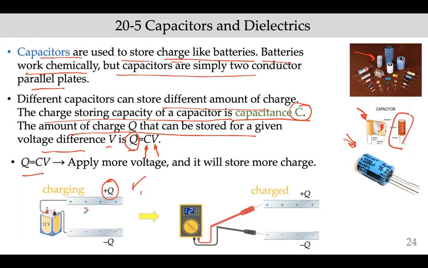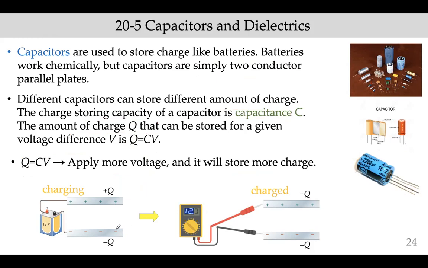So Q equals CV. That means if you apply more voltage, if V is more, then it will store more charge. So in the case of charging, you connect the battery terminals. Again, there is no connection between the plates. Otherwise, if you connect these plates, there will be current, so the charges will flow. So that wouldn't be a charging. So for charging, they should not touch each other, only they're connected to the battery.